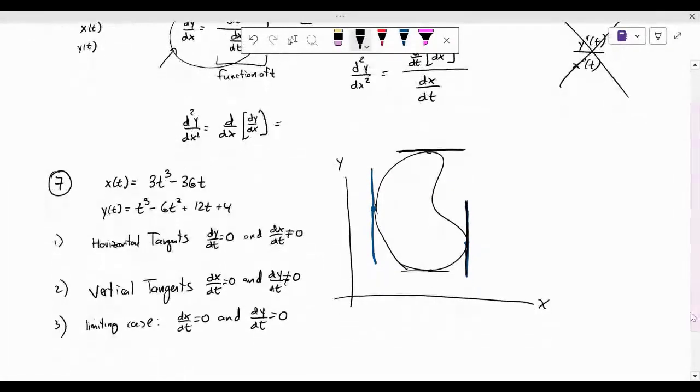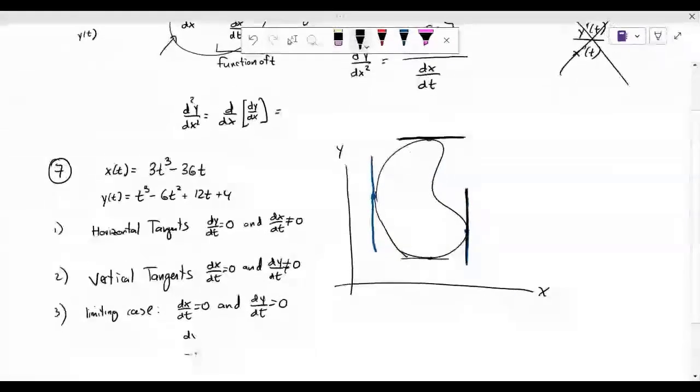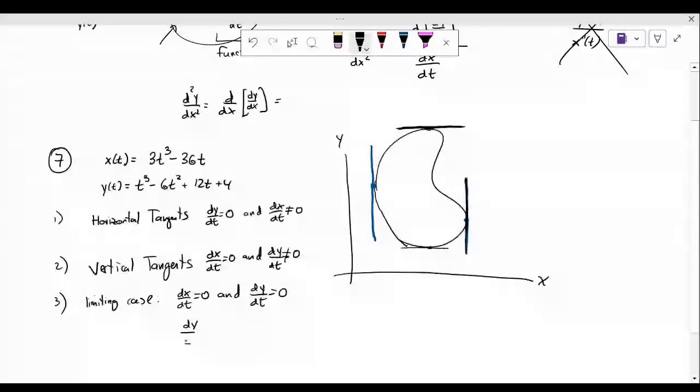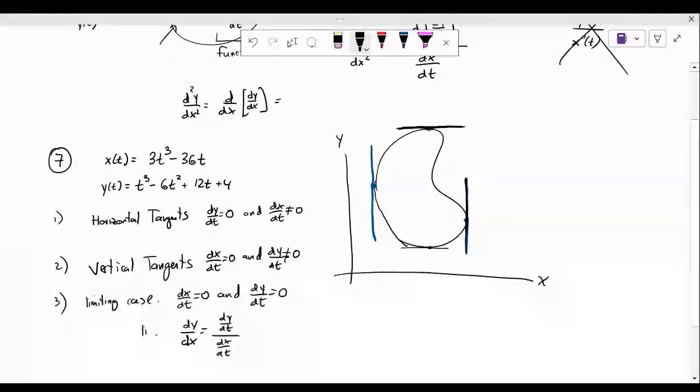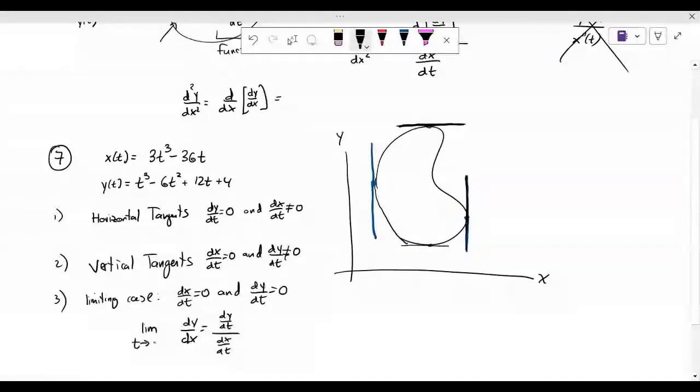Right, then we're going to have to look at dy/dx as we computed it parametrically, right? dy/dt over dx/dt, and then take a limit as t goes to whatever the problematic value of t is. So if both x and y have derivatives equal to 0 at the parameter value, you have to take a limit and investigate further. Okay.